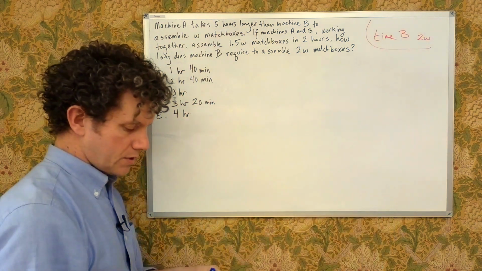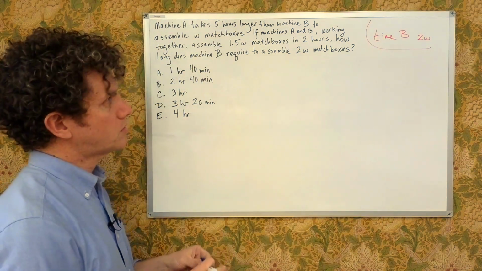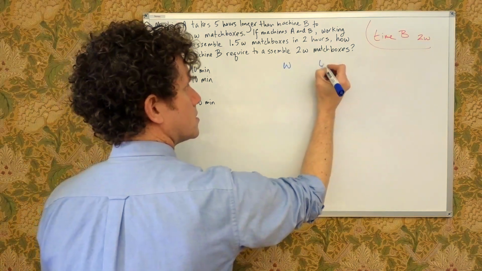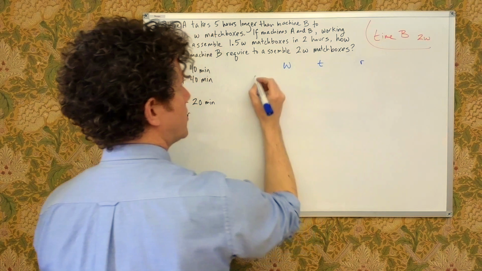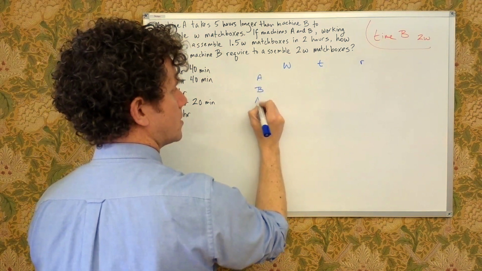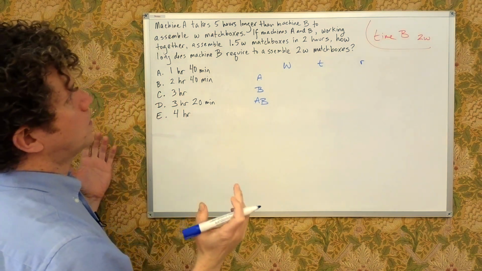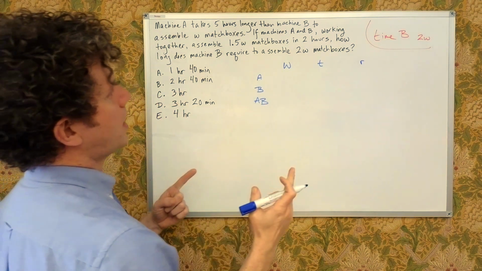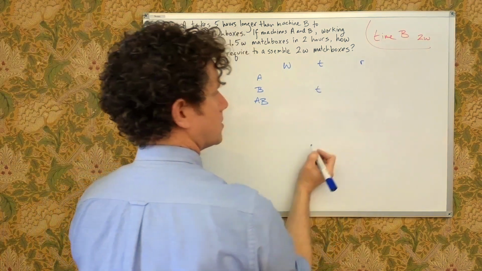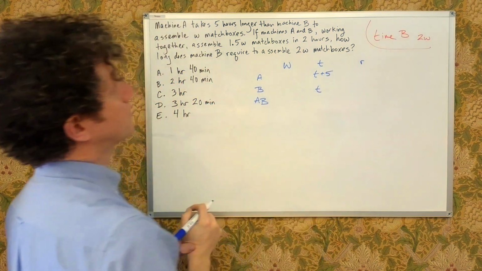Make a note of that off to one side. And yeah, I'm going to combine work situations. So I'm probably going to set myself up with work being done, time being taken, and a rate. And I have my two machines separately, and I have my two machines together. What do I know? Machine A takes 5 hours longer than B. So B is going to be some unknown time. A is going to be 5 more than that.